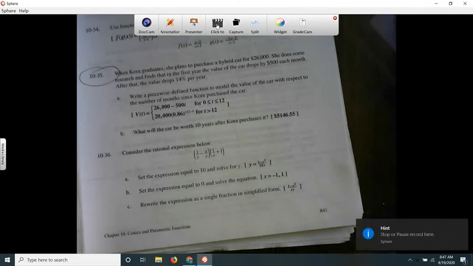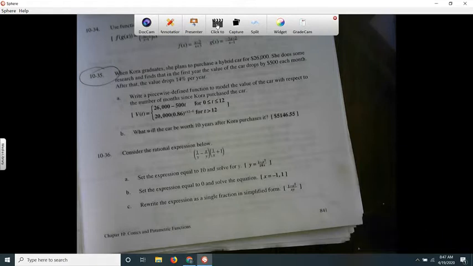Here's Precalc, problem 10-35. When Cora graduates, she plans to purchase a hybrid car for $26,000. She does some research and finds that in the first year, the value of the car drops by $500 each month. After that, the value drops 14% per year. Write a piecewise function to model the value of the car with respect to the number of months since Cora purchased the car.